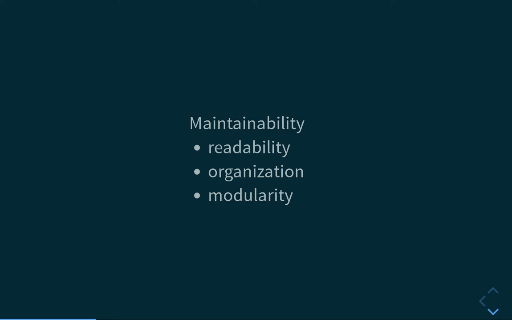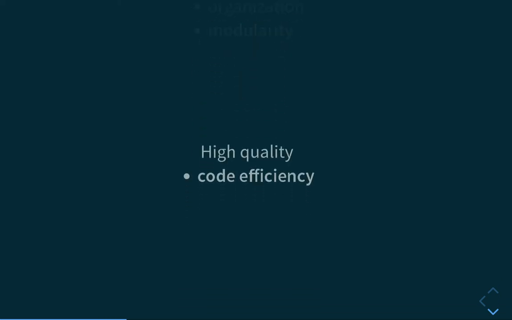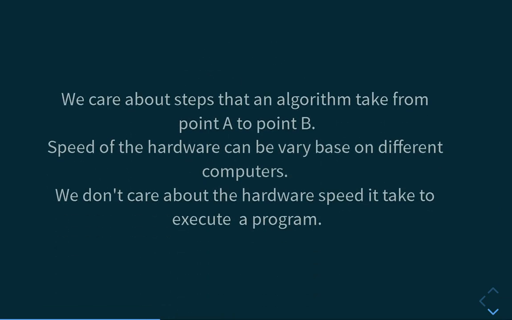Readability, organization of the code, and modularity of the code. But more importantly, we have to care about the code efficiency, which really impacts our code quality. And our efficiency depends on the algorithm, and the algorithm depends on the data structures, right? So how we pick our data structures wisely is very important.